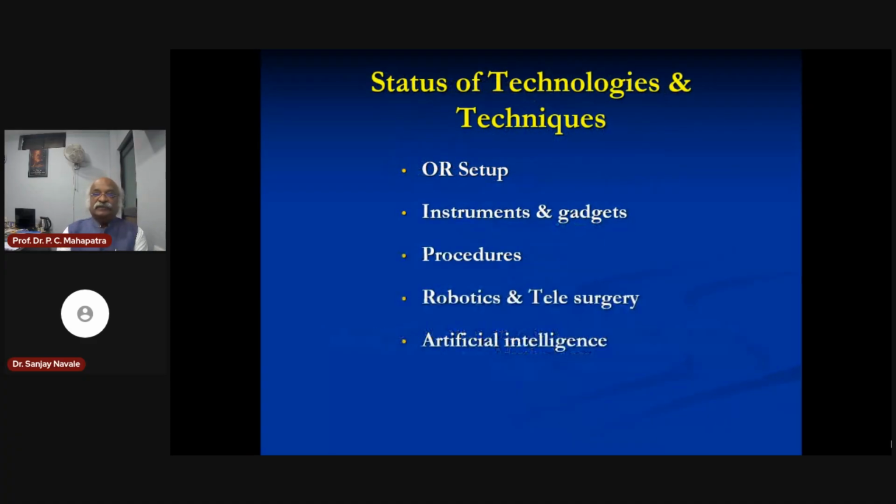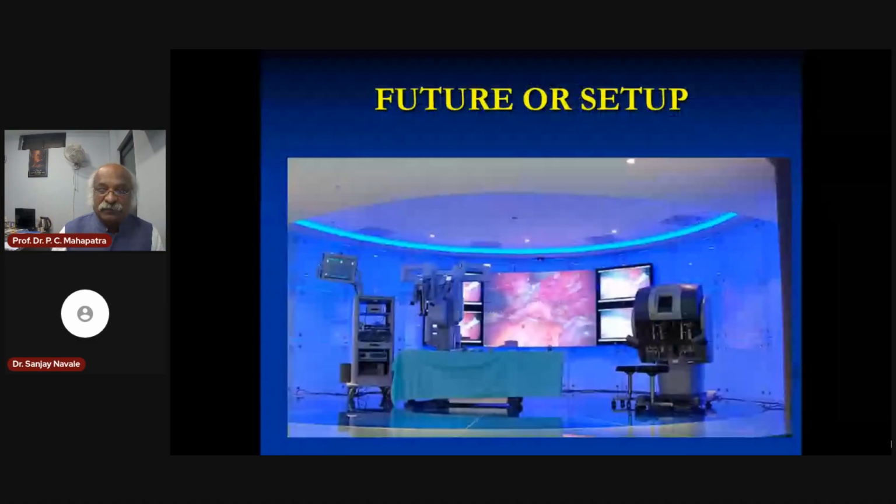Now, status of technologies and techniques. The OR setup, the operation setup, has undergone a drastic change. Instruments and gadgets, there is no limit. Procedures, there is no limit. Robotics and telesurgery. And lastly, I am emphasizing that artificial intelligence will again help in that. From crowd to calm and lonely OT, hidden instruments will be there. Very few people or no people in the OT, no cables, no tubes. Automated camera movements, voice activated universal control, remote control robotics and telesurgery will be the norm in future. So the future OR setup will be a calm and lonely OT setup.